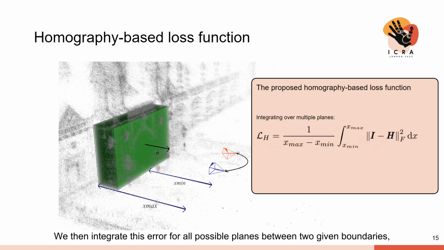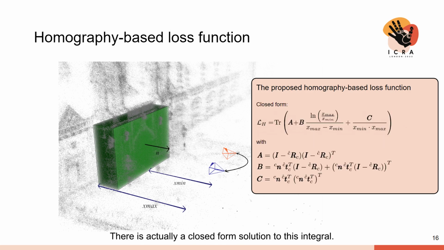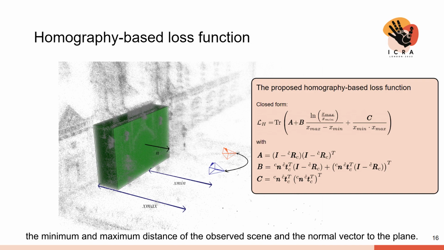We then integrate this error for all possible planes between two given boundaries, xmin and xmax, representing the observed scene. There is actually a closed-form solution to this integral. It depends only on the relative pose between the two cameras as well as the minimum and maximum distance of the observed scene and the normal vector to the plane.